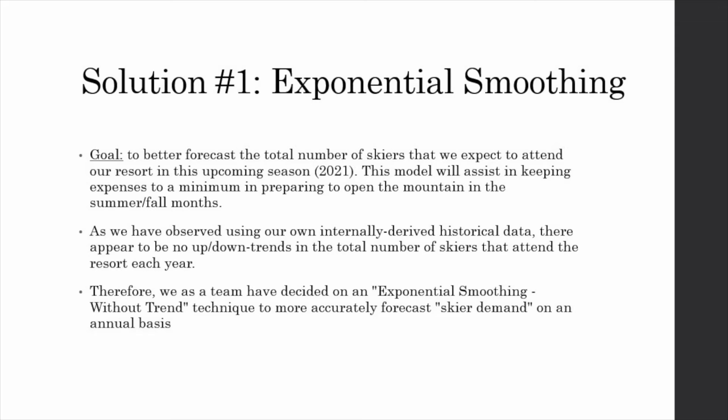As we have observed using our internally derived historical data, there appear to be no major up or down trends in the total number of skiers that attend our resort each year. Therefore, we as a team decided on an exponential smoothing without trend technique to more accurately forecast our skier demand on an annual basis.